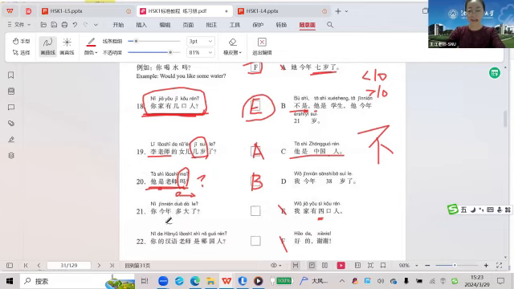Okay, so number 20，他是老师吗？吗 indicates a question. Is he a teacher? So the answer is 不是. No, he isn't. 他是学生。 He is a student. That means he is not a teacher. 他今年21岁。 He is 21 years old this year.